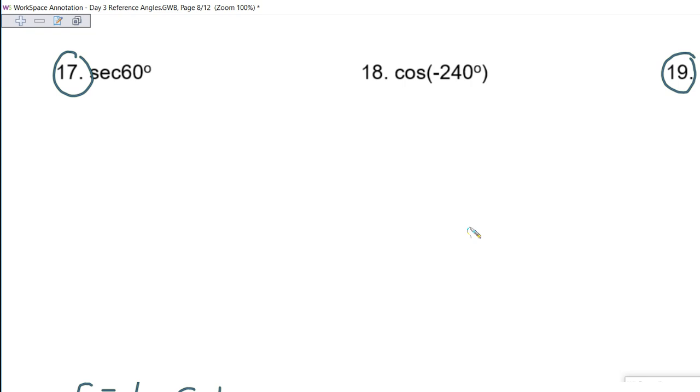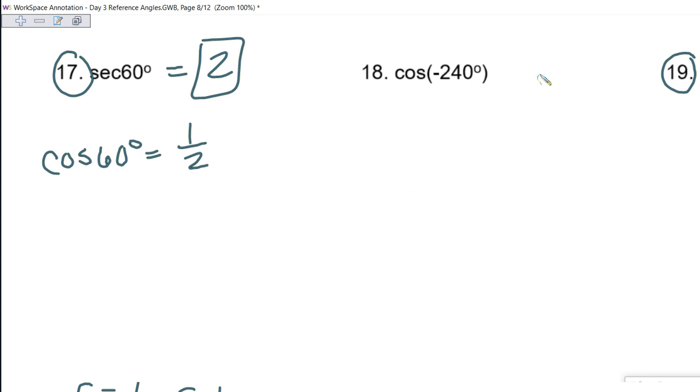Okay, number 17. Secant is always paired with which trig function? Cosine. So start with the cosine of 60 degrees. What's the cosine of 60 degrees? 1/2. So if the cosine of 60 degrees is 1/2, what would the secant of 60 degrees equal? 2.